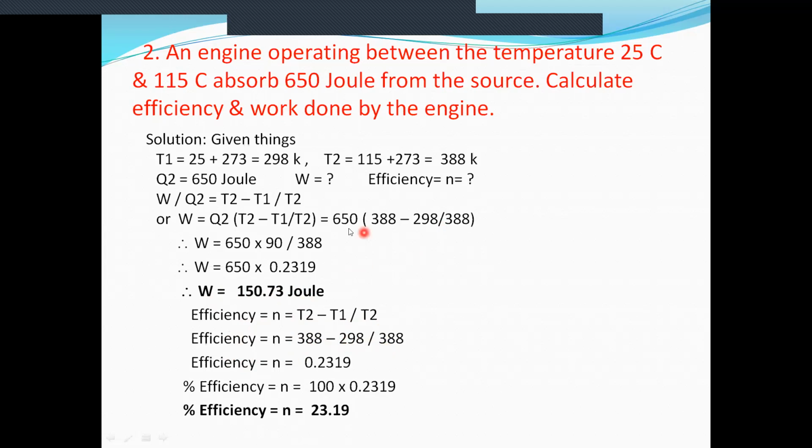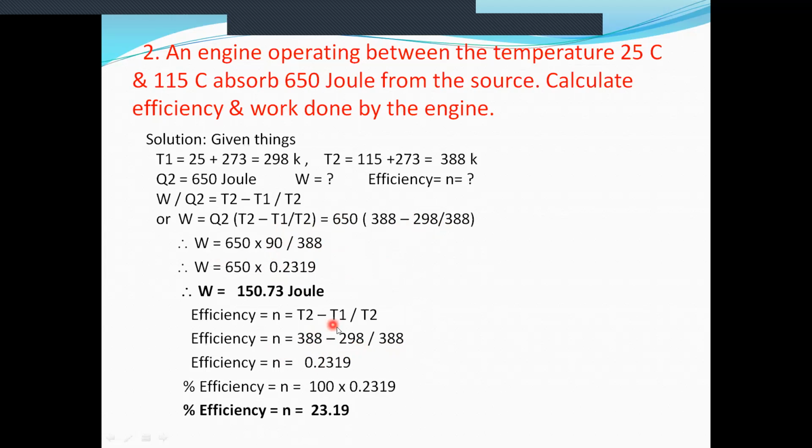Now in above we have solved, so again we have to put only values. Not necessary to calculate again. So only see this calculation. This is again repeated here. You write only that value here. Don't do the calculation again, because we have already done the calculation in the above step for calculating the work done. So efficiency is equal to 388 minus 298 divided by 388.